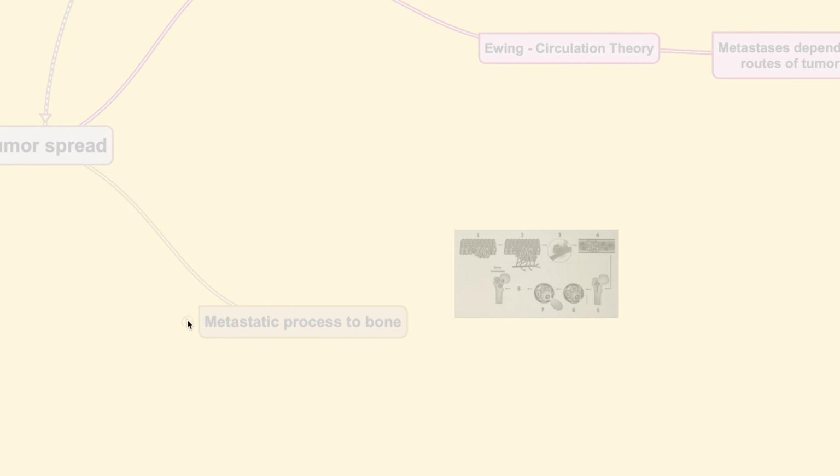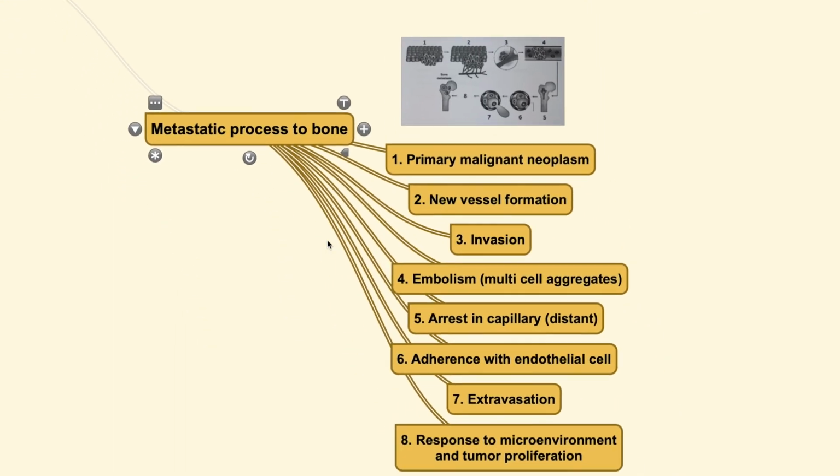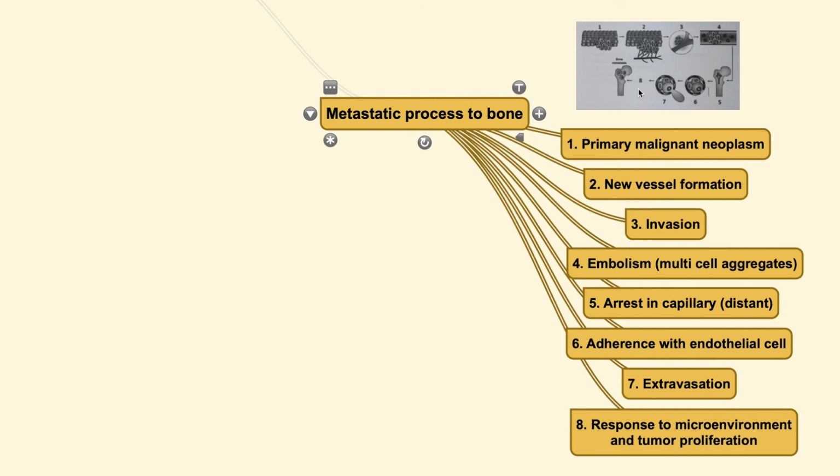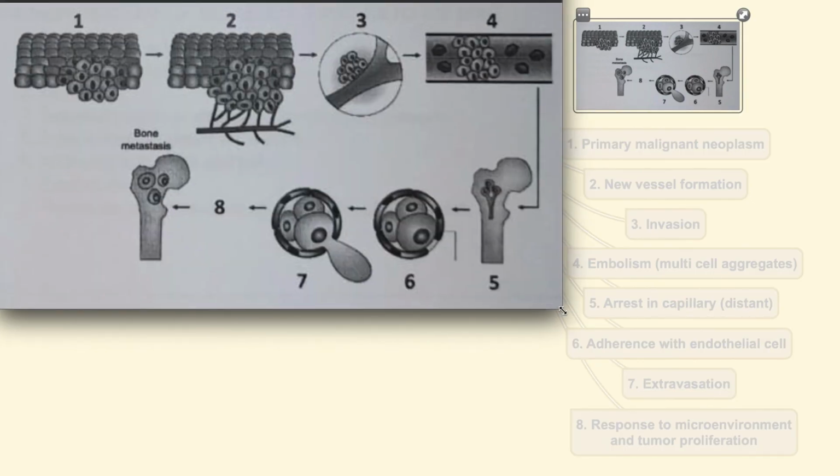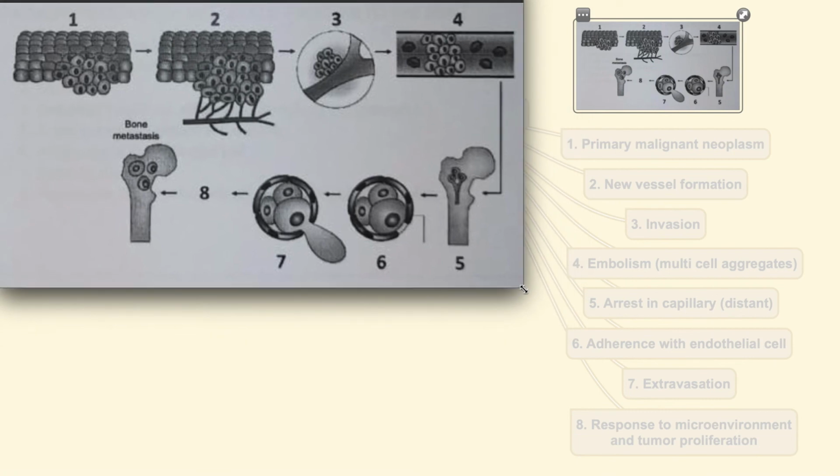And the next is the metastatic process to the bone. I have here a picture that is taken from a journal. This is a rather nice picture because it depicts in a very plain way how the tumor may spread or metastasize. You see here that in point 1 a primary malignant neoplasm is forming, followed by new vessel formation and invasion of the tumor cells on the walls of the vessels, and then embolism occurs.